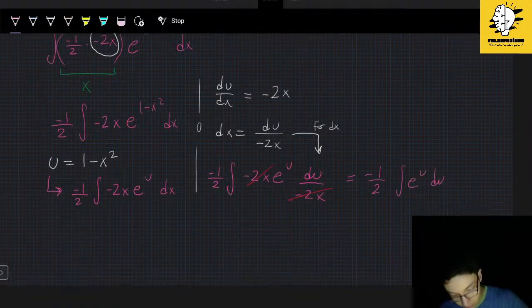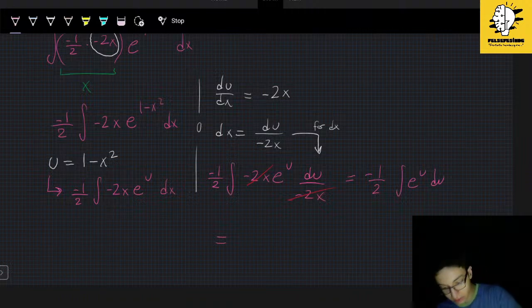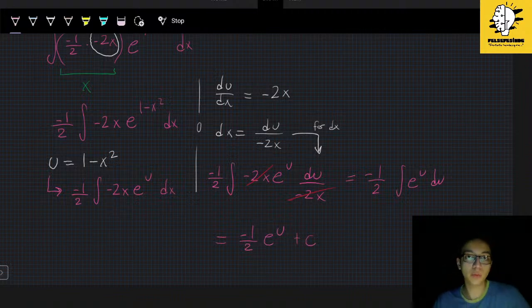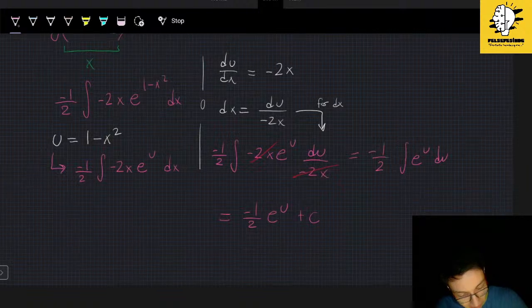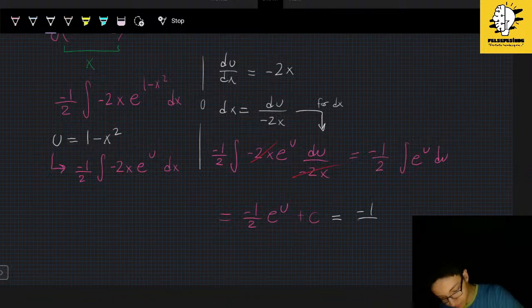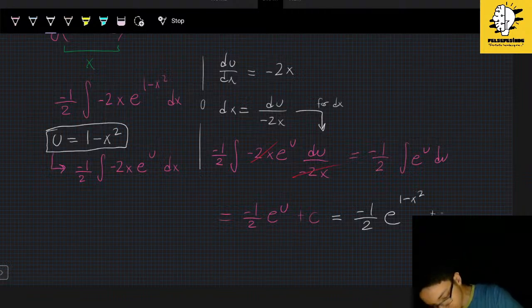Okay, if we want to integrate this one, we will just use negative 1/2 e to the u plus c. Since it is e to the power x, these equations are very easy to differentiate and integrate at the same time, so we don't have much of a problem. And now at the end, it is equal to negative 1/2 e to the power, what was my u? My u was 1 minus x squared, plus c.